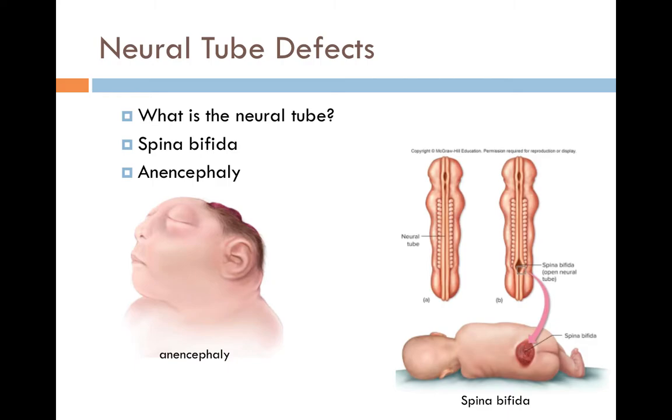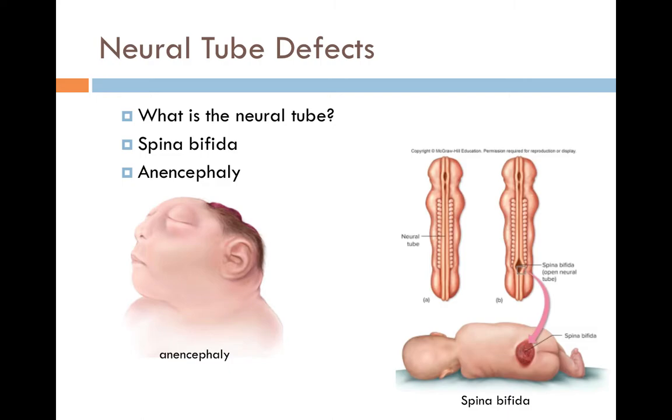Now, why is an increased amount of folate important for pregnant women? If folate consumption is low, neural tube defects may occur. Now, the neural tube is what turns into the brain and spinal cord in a developing embryo. The two most common NTDs are spina bifida and anencephaly.